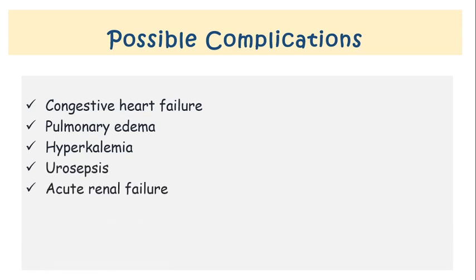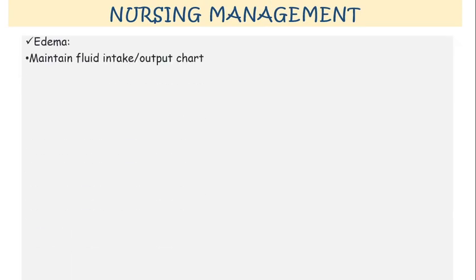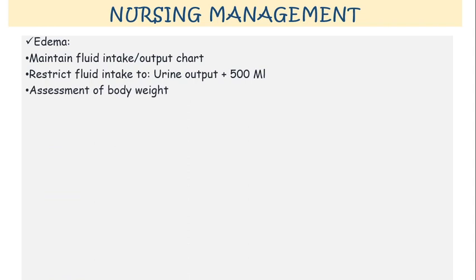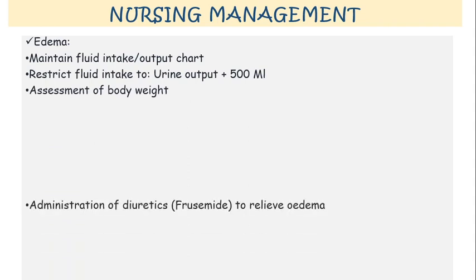Urosepsis, renal failure, this could be acute or long term, and end stage renal disease. So nursing management in glomerulonephritis, you have to manage edema. To do that, you have to maintain the fluid intake output chart. You have to restrict the patient's fluid intake to urine output of the previous day plus 500 milliliters of water. Then you have to assess and keep a record of the patient's body weight.